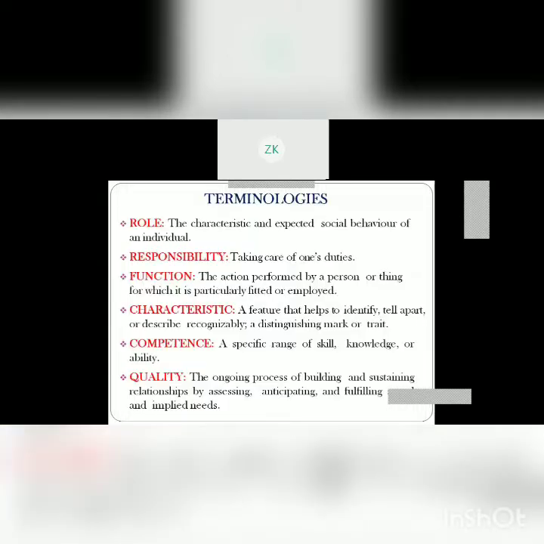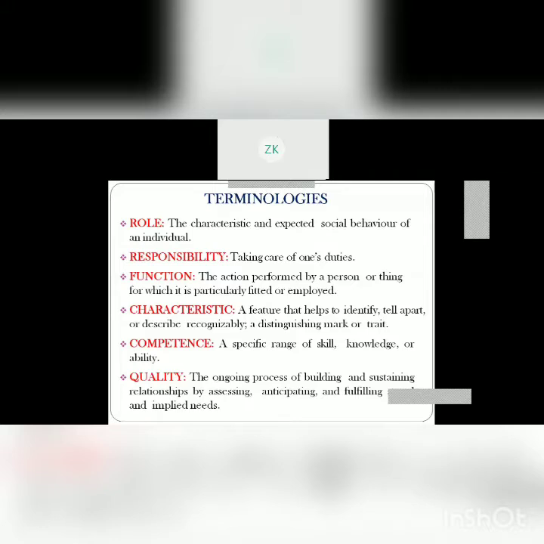So here, when we say the word role, it simply means a function or a character or being a part of. So these are the characteristics and expected social behavior of an individual. And then when we say responsibility, it means taking charge of something or having a duty to perform, or taking care of one's duties. And when we say the word function, it is the action performed by a person or a thing for which it is particularly fitted or employed.